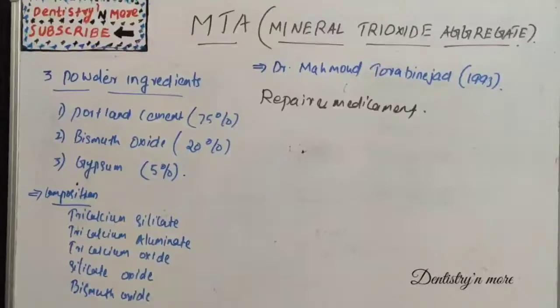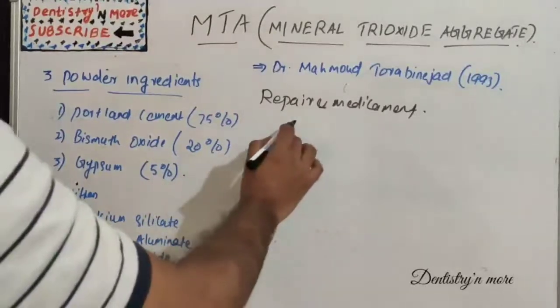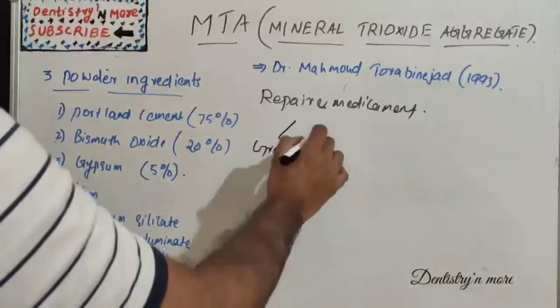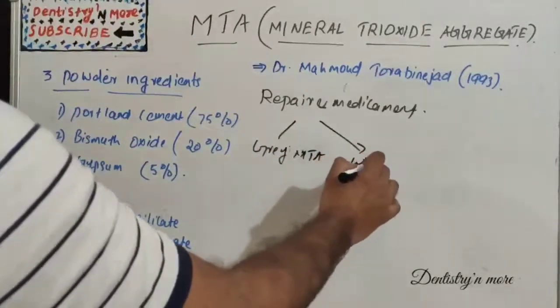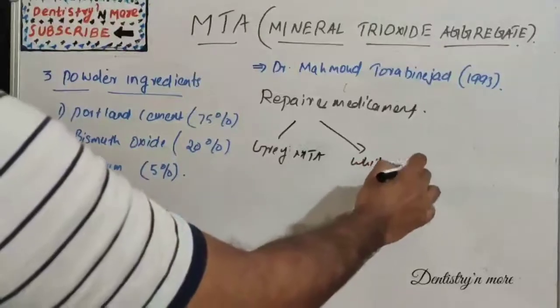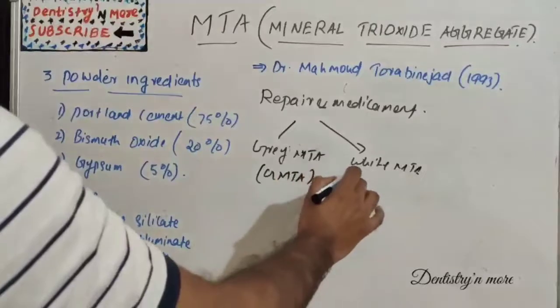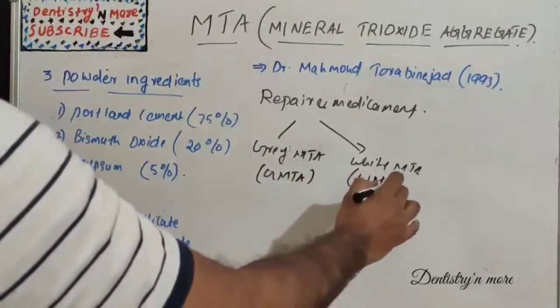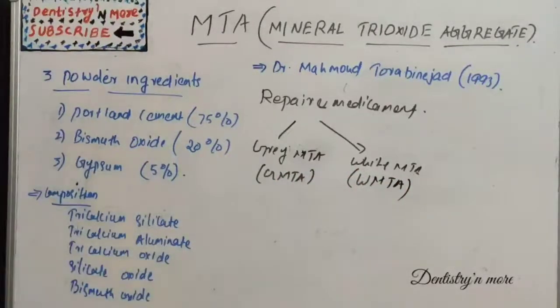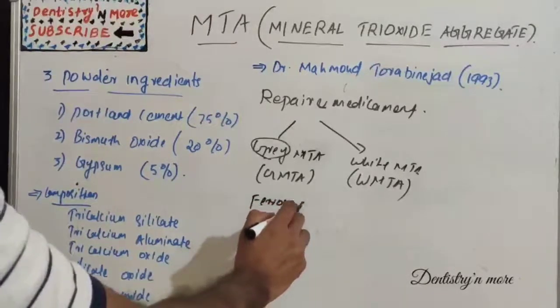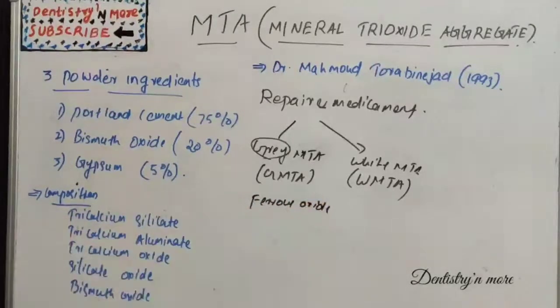We have basically two types of MTA. The first one is gray MTA, GMTA, and the second one is white MTA, WMTA. The gray MTA has that peculiar gray color because of the ferrous oxide. Ferrous oxide gives that gray color.